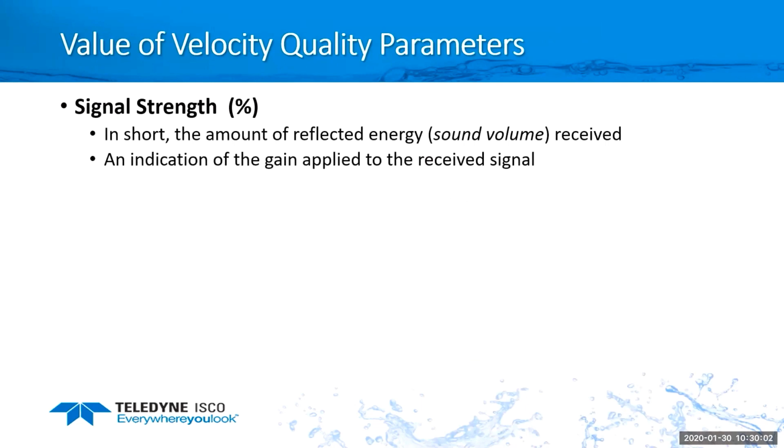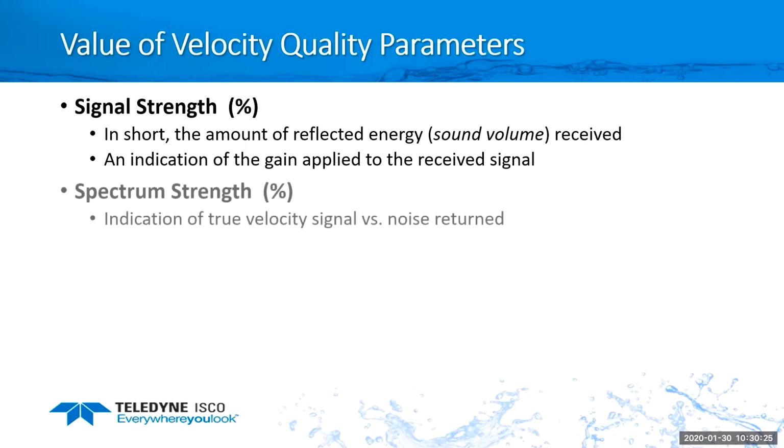Other ways to measure reverse flow or determine the quality of your area velocity sensors, like with the 2150 and the 350 AV sensors, we have diagnostics built in for signal strength, which measures the amount of reflected energy received. It's an indication of the gain applied to the signal. A lot of times you're going to see this in around the 60% range.